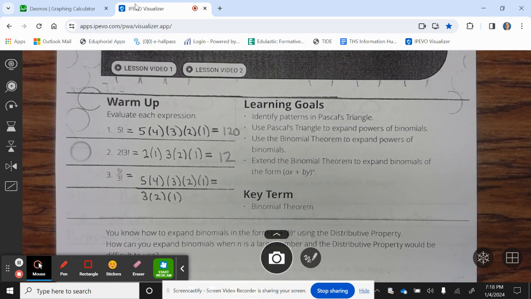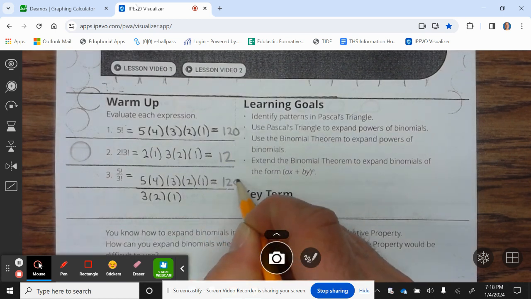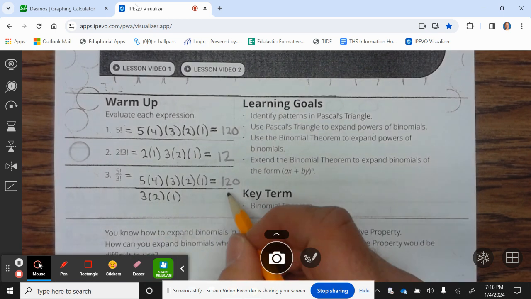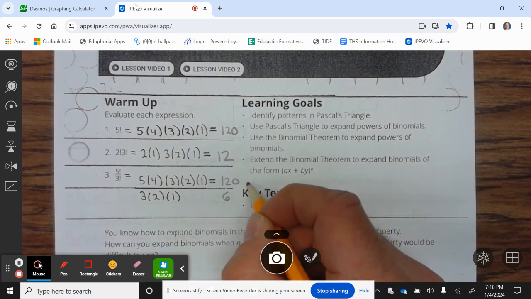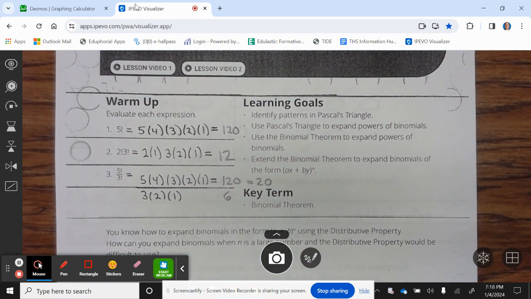Okay. Now, 5 factorial divided by 3 factorial is 5 times 4 times 3 times 2 times 1, which we already did that calculation, which is 120. 3 times 2 times 1 is 6. 120 divided by 6 is 20. Let's go and take a look at the next page.